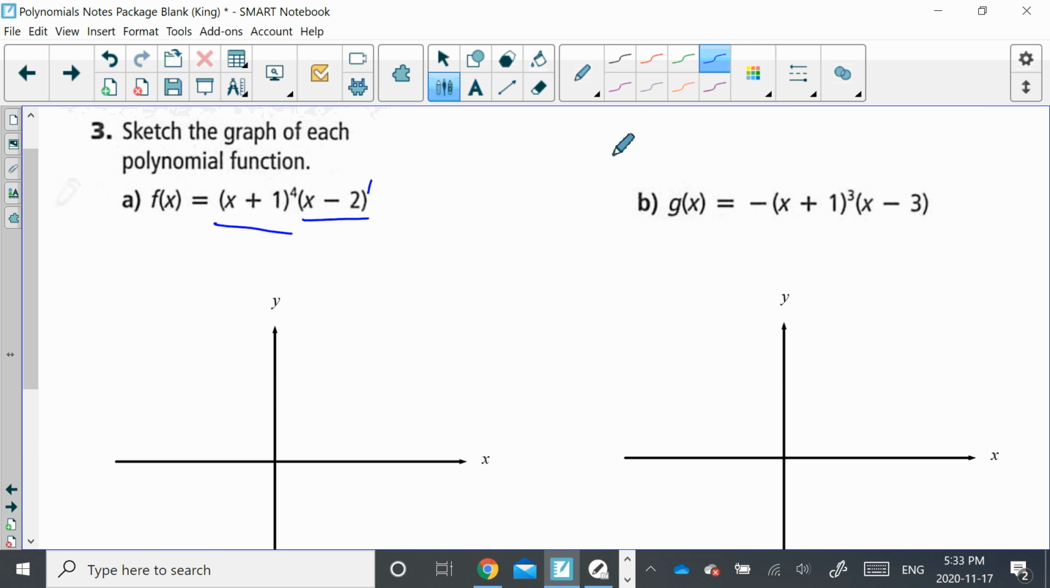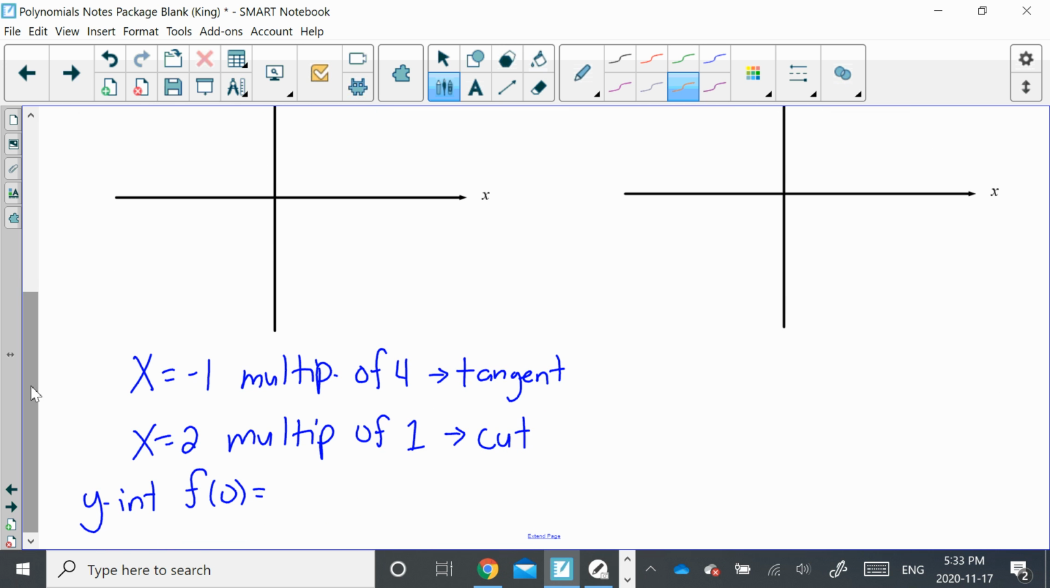So f of 0 means into your function, anytime you see an x, you're going to put in a 0. So that is going to give us 0 plus 1, which is 1, to the power of 4, times -2 to the power of 1. One to the power of 4 is just 1, times -2. The 0 of this function is going to be at -2.